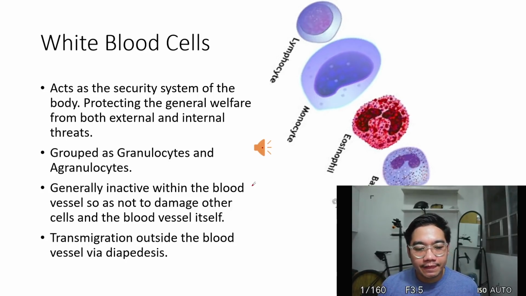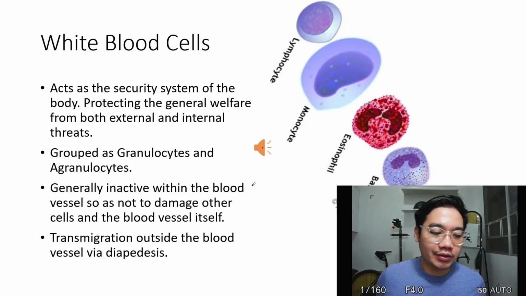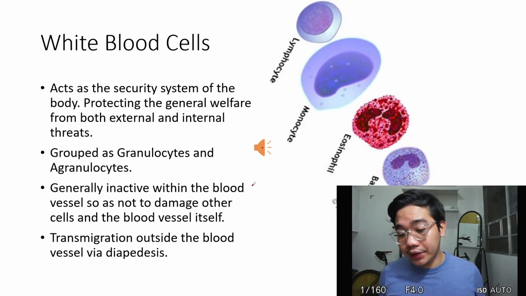Transmigration outside the blood vessel occurs via diapedesis. That's from your neutrophils. Your lymphocytes migrate via emperipolesis. Well, for the most part, they can also do diapedesis. Diapedesis is a general term for moving outside the blood vessel. It's usually done by your neutrophils.